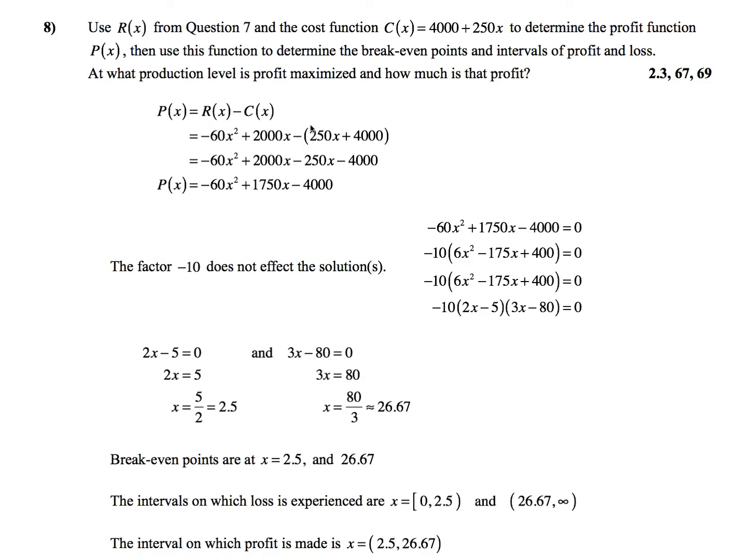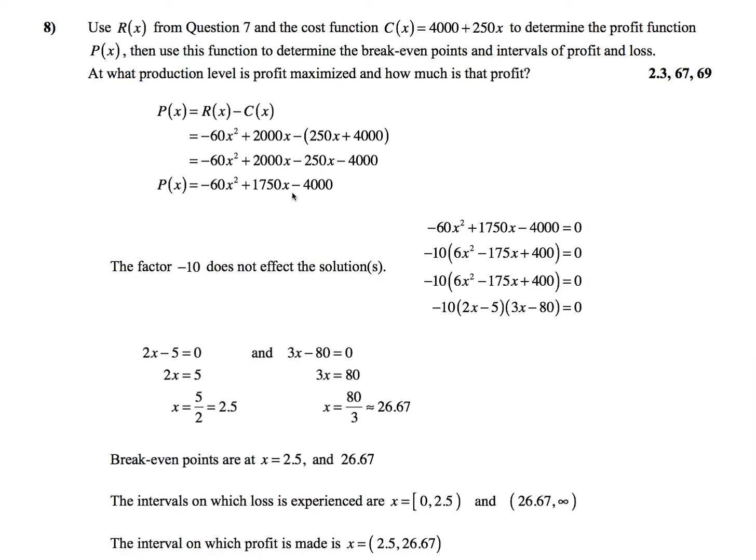Anyway, when we subtract that cost function, just don't forget to distribute the negative here. So that's minus 250x and minus 4,000. And then when you combine like terms, 2000x minus 250x is 1750x.